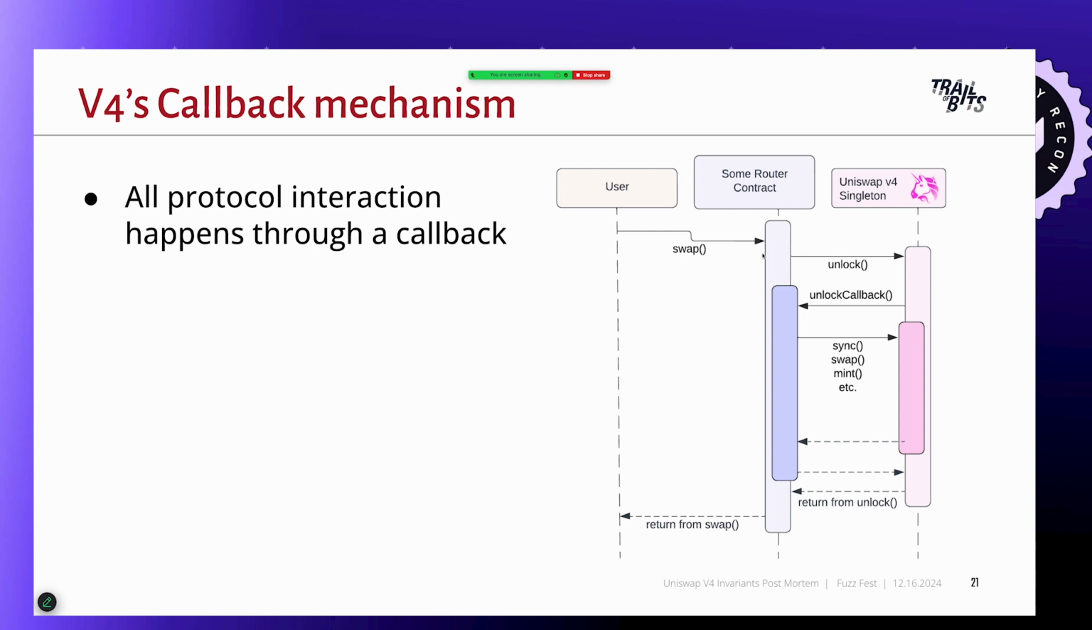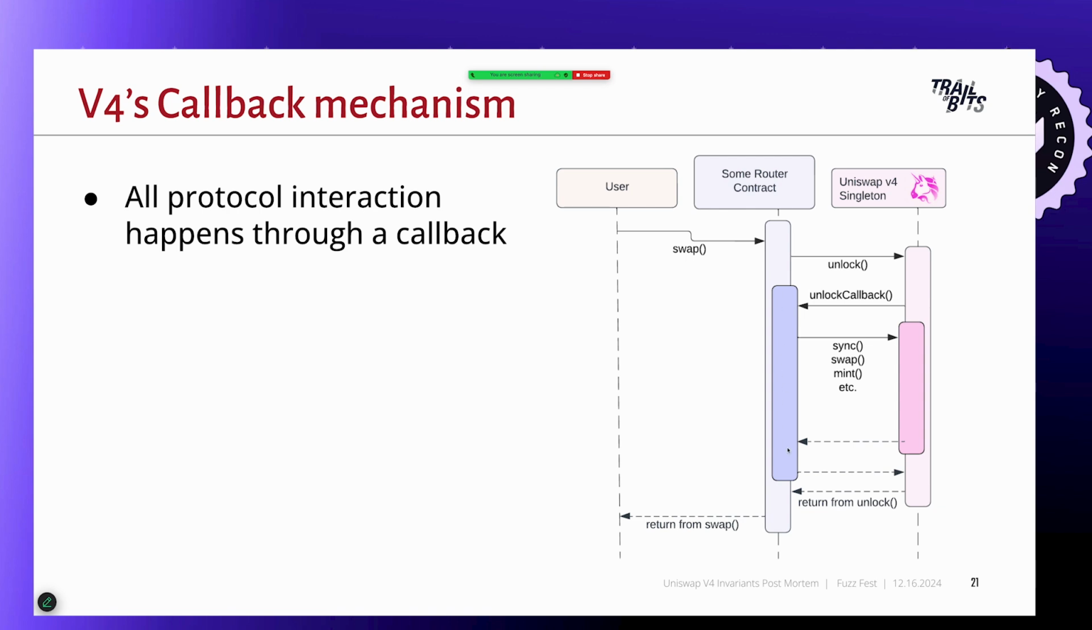And this router contract is what's actually going to be doing all the interactions with Uniswap. So let's say you're going to do a swap. You call into the router contract. You're saying, I want to do a swap. The router contract is going to call the Uniswap v4 singleton and call unlock. Then the v4 singleton is going to do this callback.